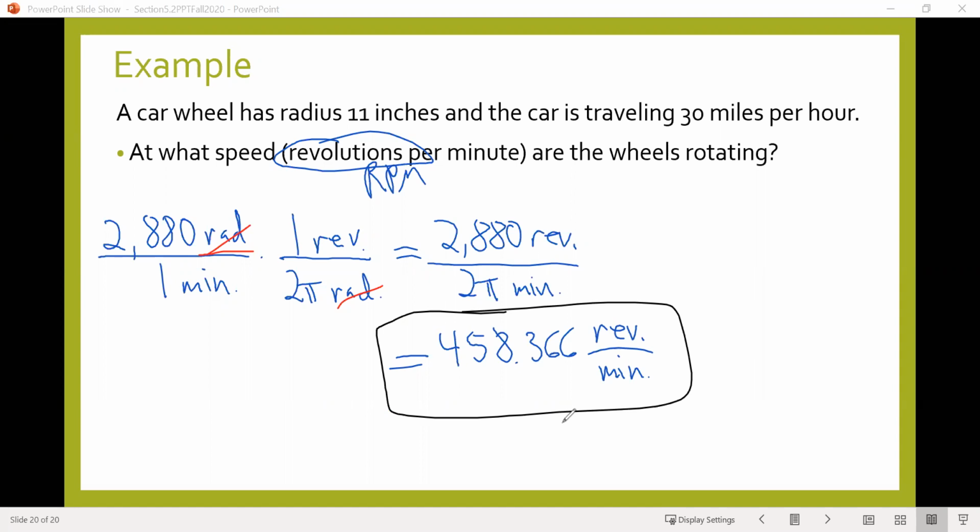All right, one more thing on that. For me, in this class, anytime you're given a decimal answer, I want you using at least 3 decimal places. Okay, so notice that I did not round that off to 458.4 or even just 458. We have 458.366 revolutions per minute. So please make sure you're doing that in answers that you submit to me.